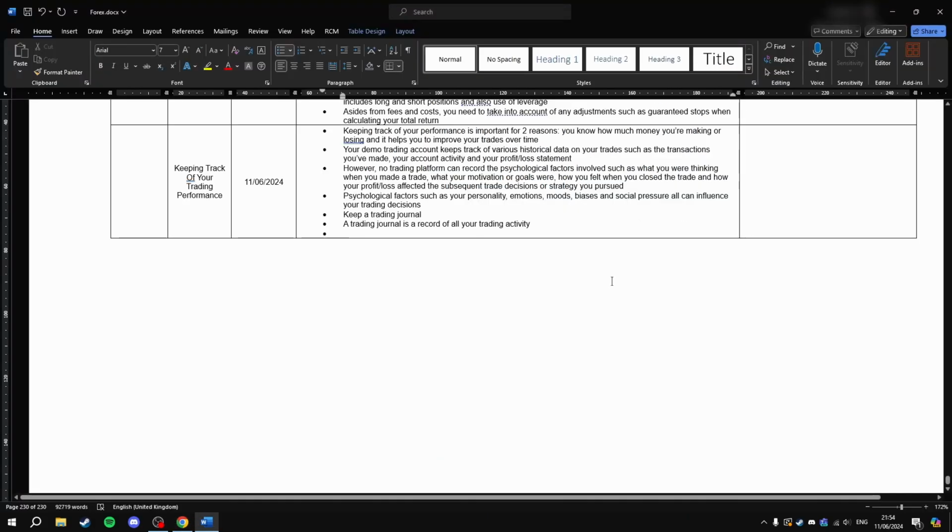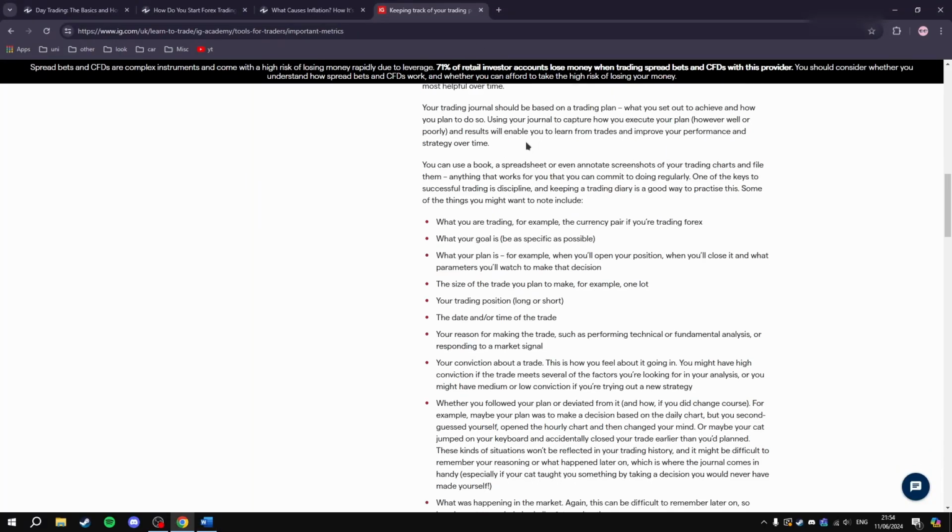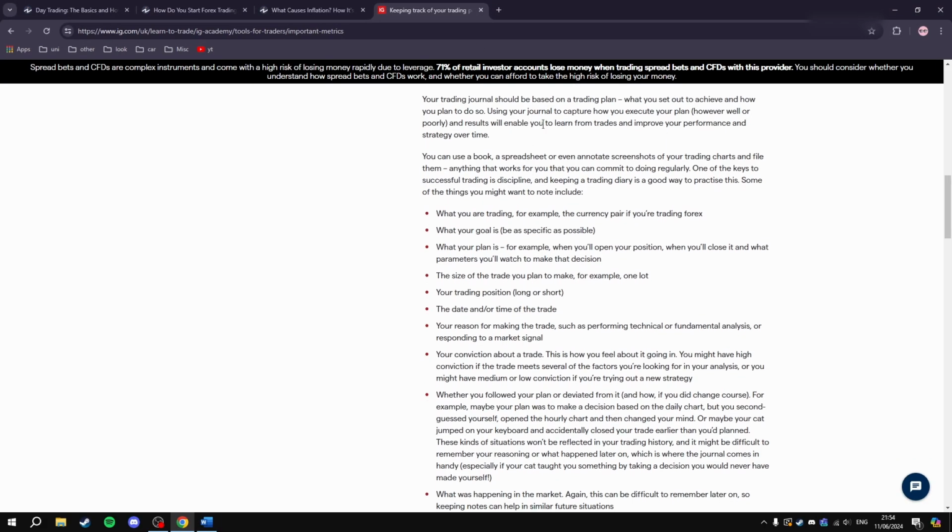So note down the important information. Your trading journal should be based on a trading plan, what you set out to achieve and how you plan to do so. Using your journal to capture how you execute your plan, however well or poorly, and results will enable you to learn from trades and improve your performance and strategy over time.